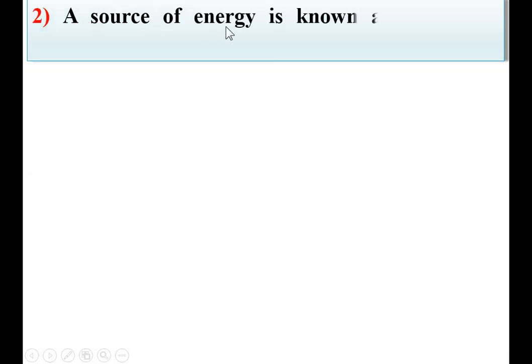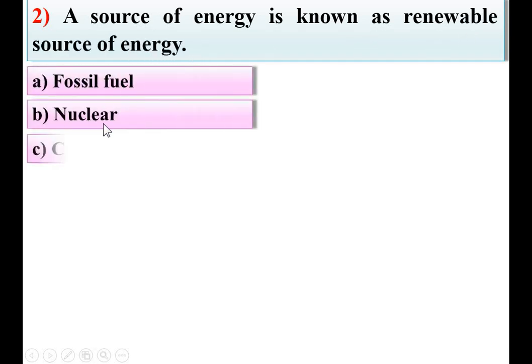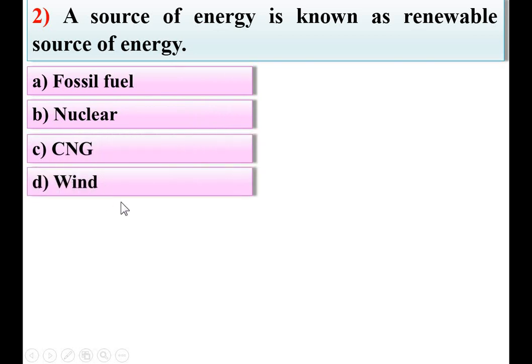Next, which source of energy is known as a renewable source of energy? Options: fossil fuel, nuclear, CNG, wind. So here you can understand the renewable source of energy is only wind energy. So D is the right answer, because fossil fuel, nuclear energy and CNG all have limited resources. So A, B, C are known as non-renewable sources.